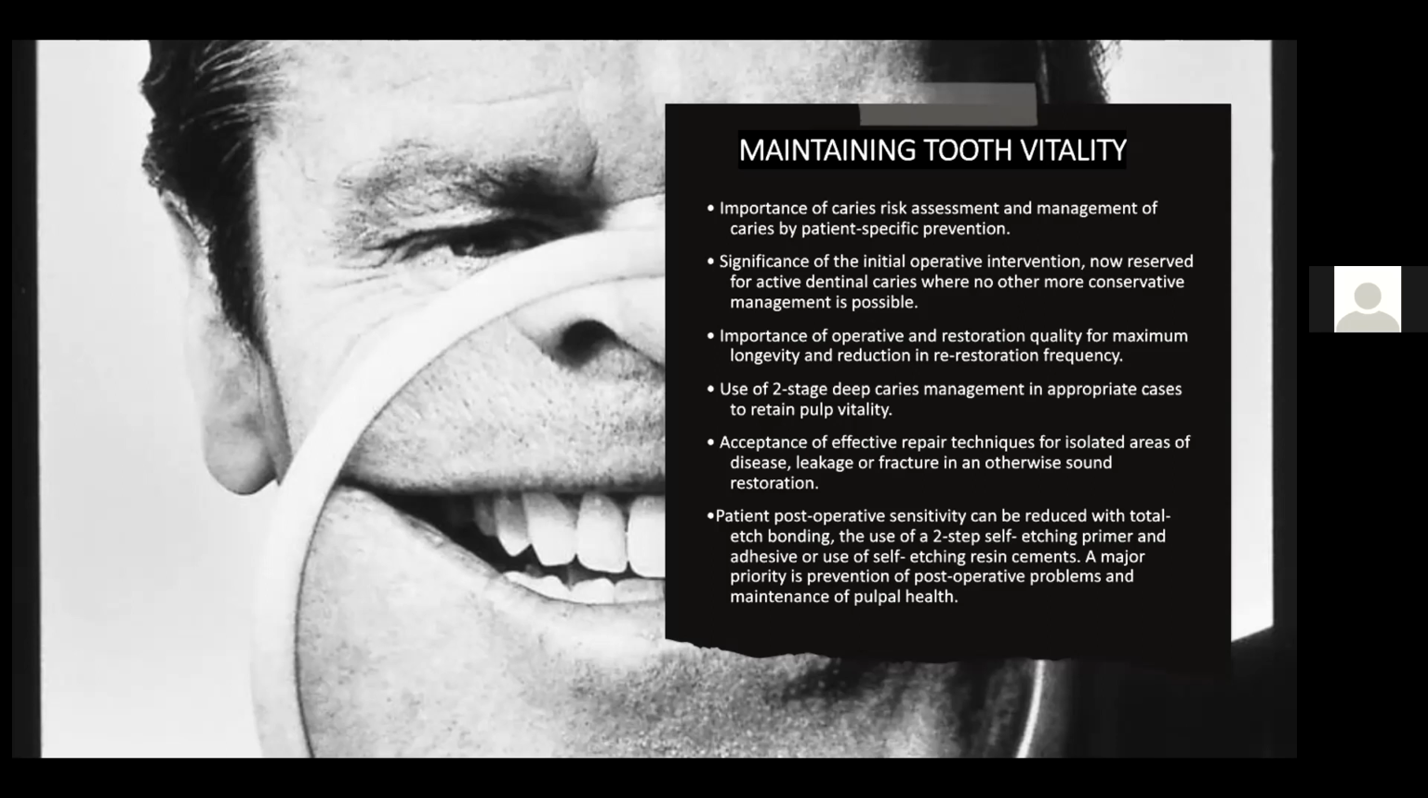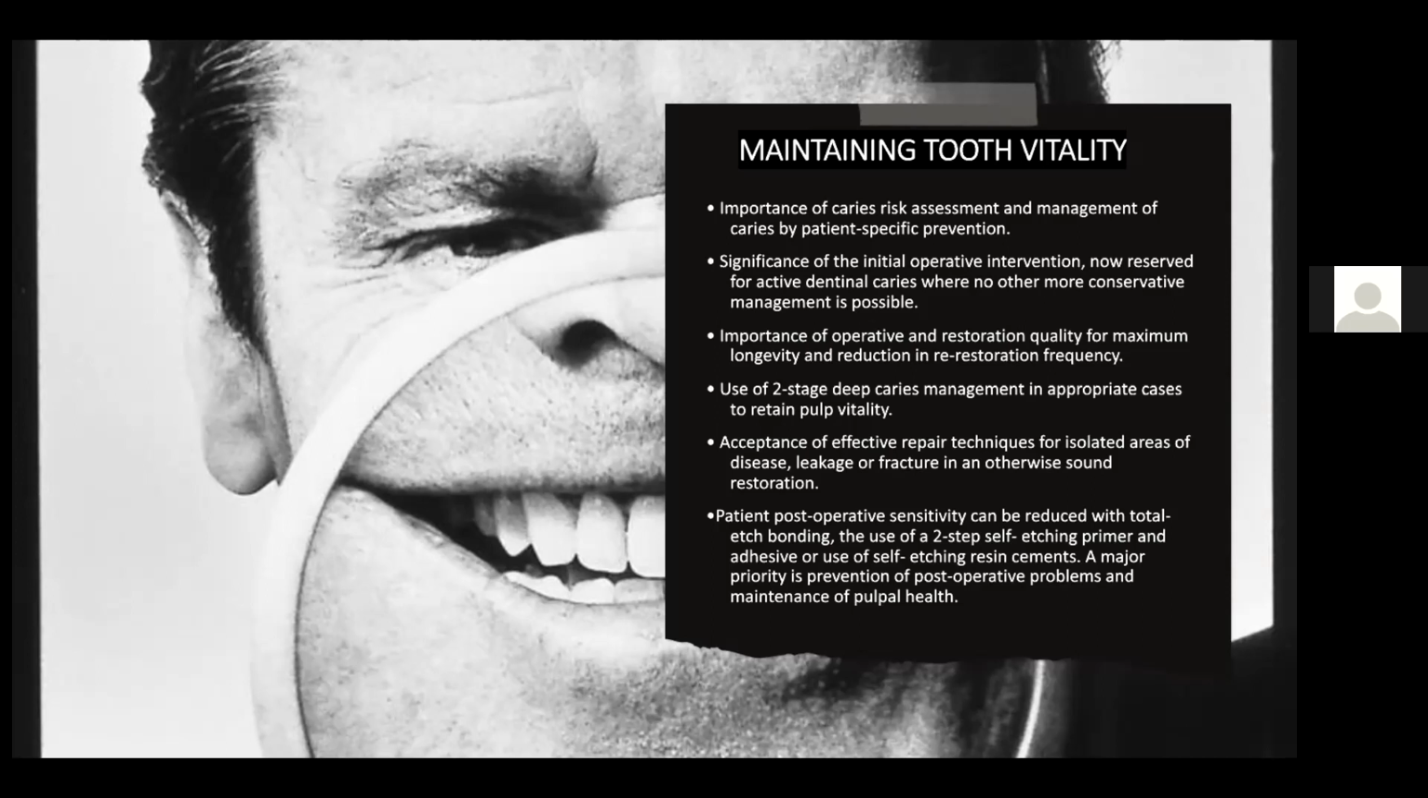Now, this is a more conservative method that can maintain pulp vitality and avoid root canal treatment and weakening the tooth. Another thing we can do is repair techniques. Repair techniques, what I mean by that is, if you get a defective restoration, you don't necessarily have to remove the whole restoration. You can only replace the defective part if the rest of the restoration is okay. Again, you avoid irritating the pulp and you maintain the pulp vitality.